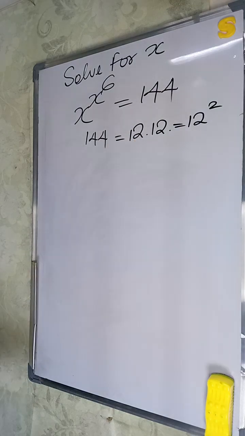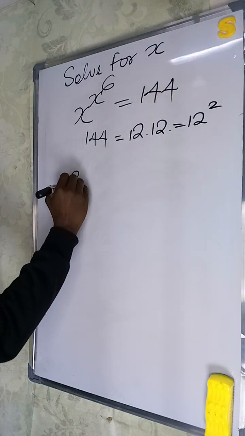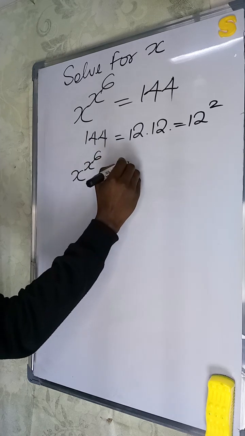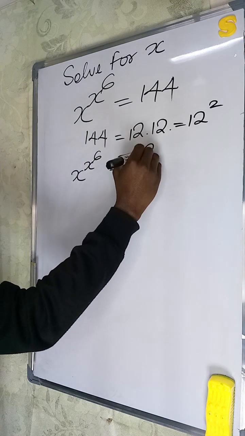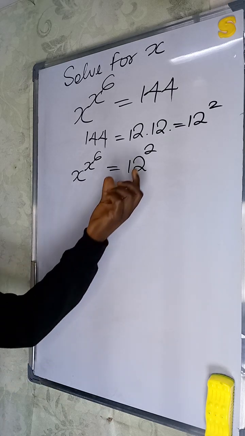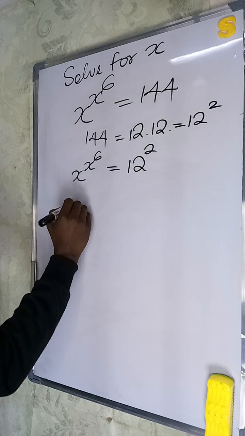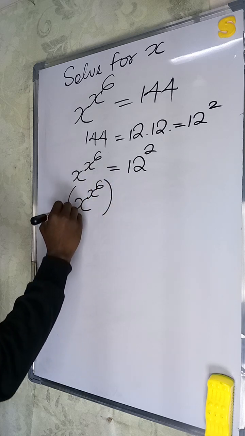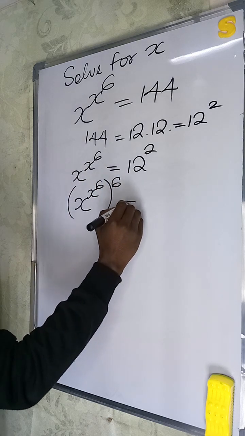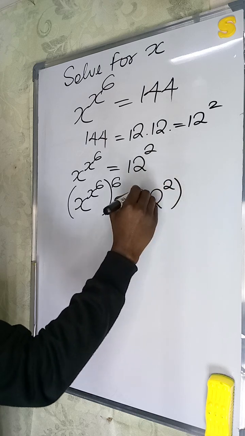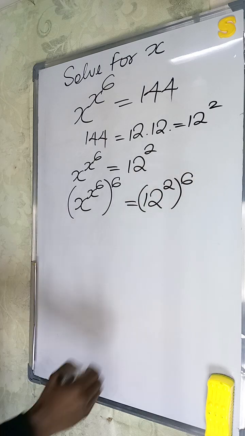If this can be equal to 12 squared, then I can have my x to the power of x to the power of 6 equal to 12 squared. So what do we do from here? I'm going to take the sixth power of both sides. So I'll have x to the power of x to the power of 6 multiplied by 6, and this will be equal to 12 to the power of 2 multiplied by 6.